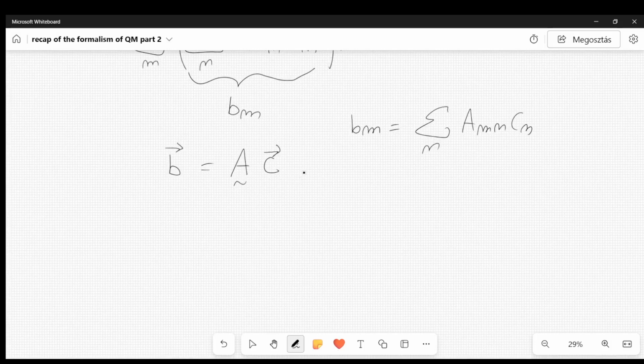And let me also tell you that if A is Hermitian, as we said last time, its dagger is equal to A.